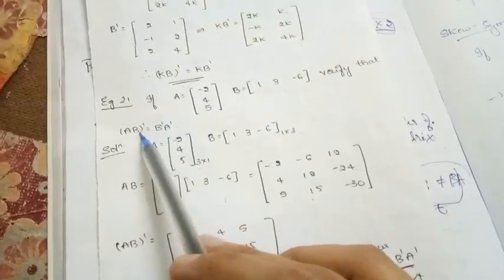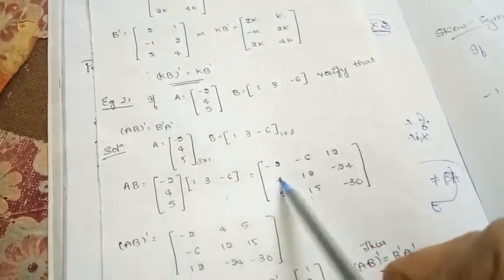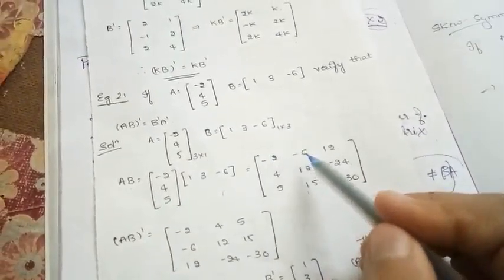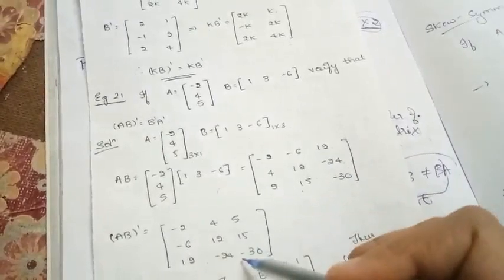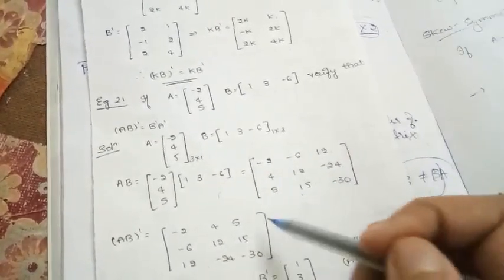So what we required is AB whole transpose. While taking the transpose, the first row, minus 2, minus 6, 12, is changed into the first column. 4, 12, minus 24 is the second column. 5, 15, minus 30 is the third column. So we got the LHS.